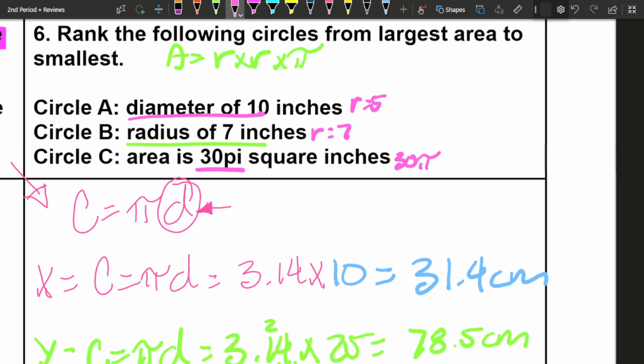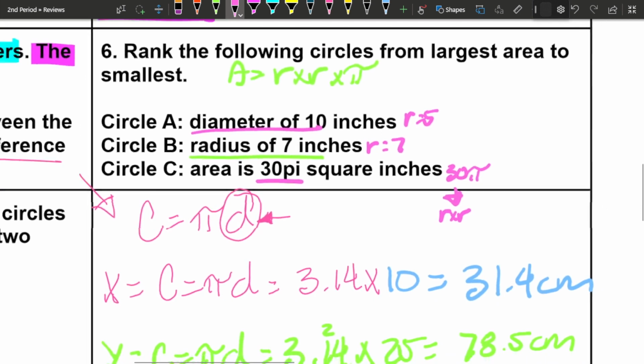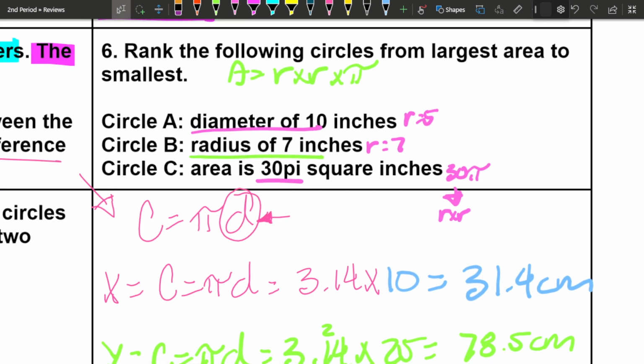What did we do over here to find the area? Remember the 30? This is already radius times radius given to us. So we don't need to multiply by radius times radius. All we got to do is multiply that by what? By pi, which is 3.14. Now for all of this, I'm just going to estimate.